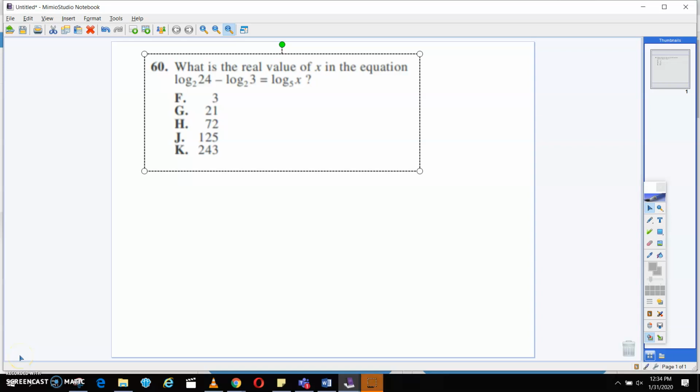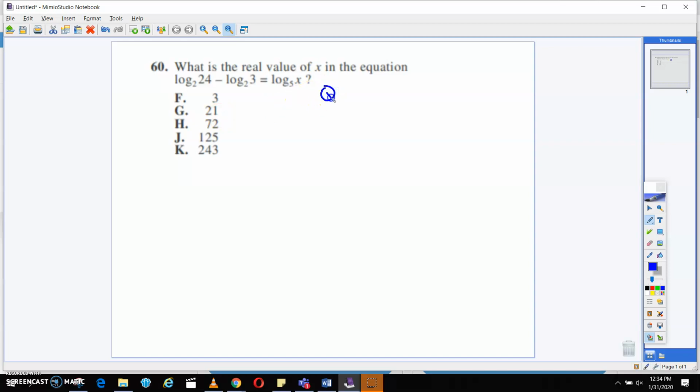Okay, so on Wednesday, we talked about the fact that there's the quotient rule. If you don't remember, the quotient rule tells us that if you have log base b of m divided by n, then that's the same thing as saying log base b of m minus log base b of n. So really, what you can do is take this left-hand side and rewrite it as log base 2 of 24 over 3.